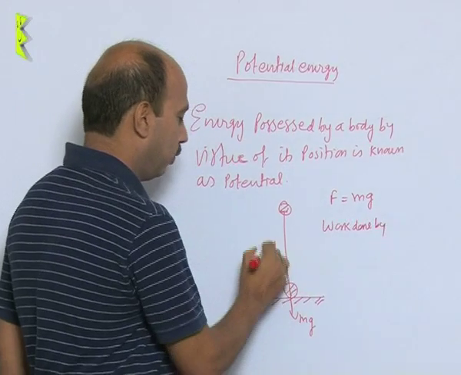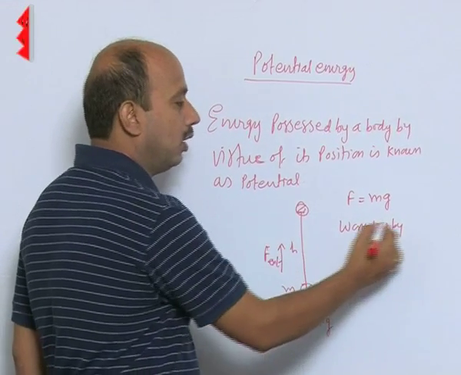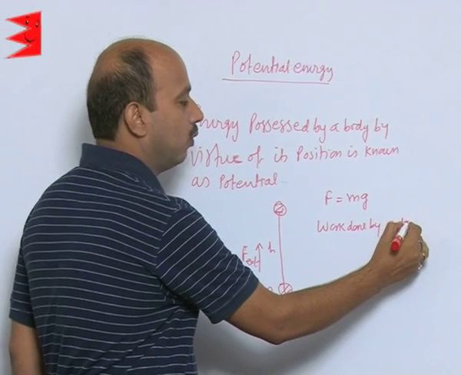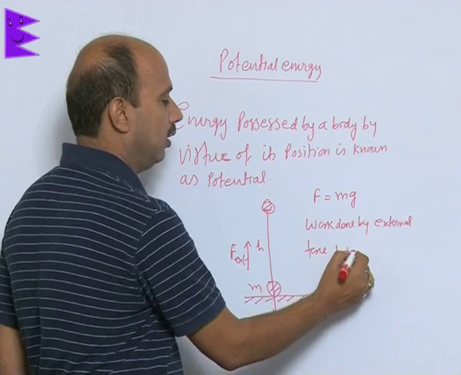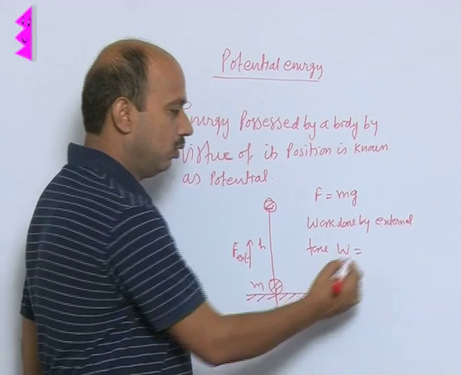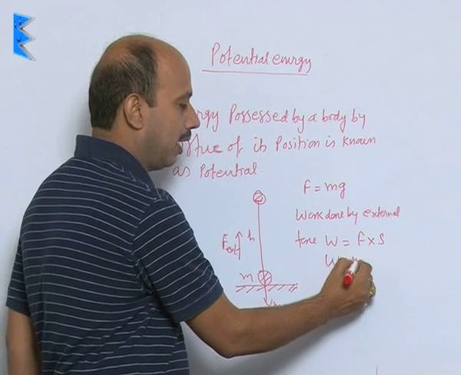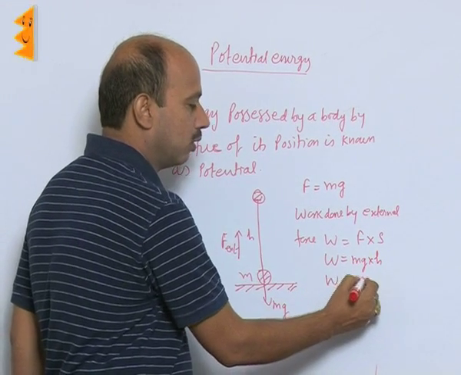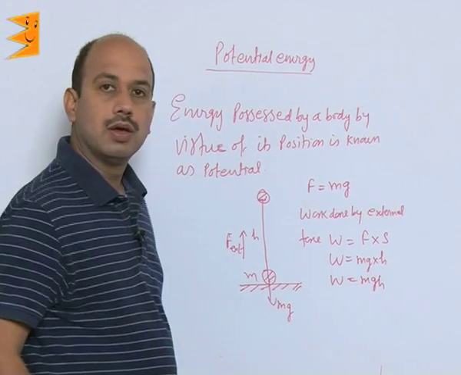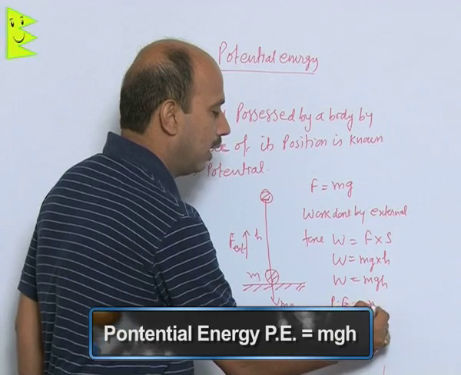by the force applied this side, that we call external force. So work done by external force, W, is equal to force into distance. Force we can take mg and height is h. So we can write W is equal to mgh. So this we call here potential energy is equal to mgh.